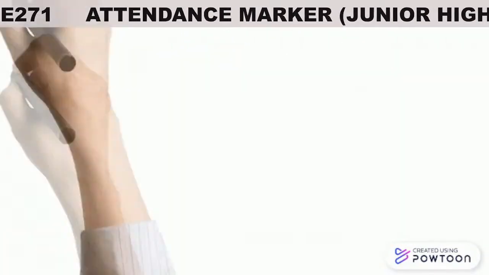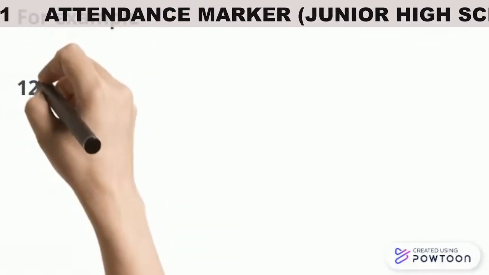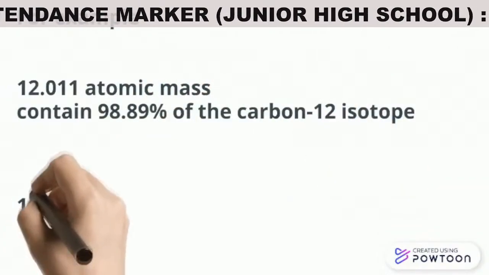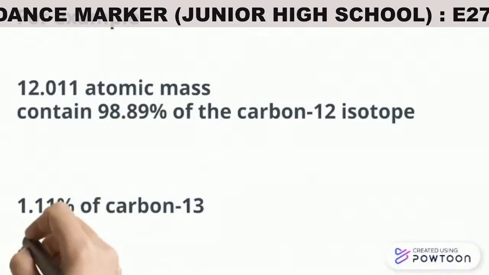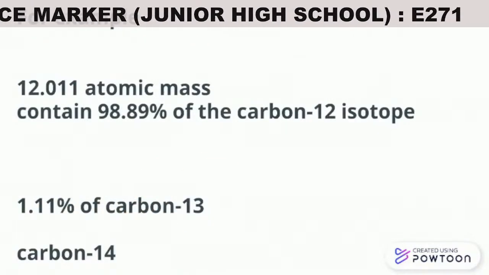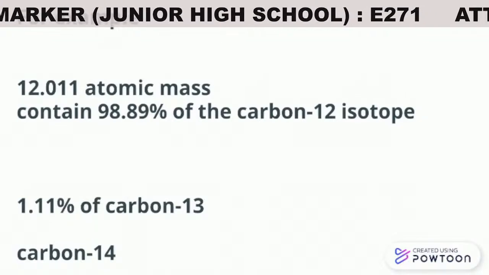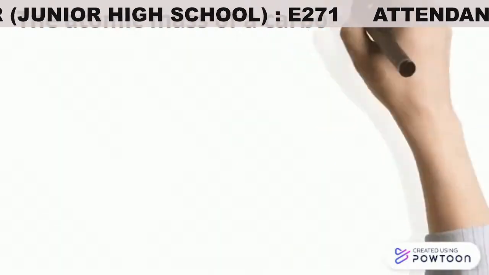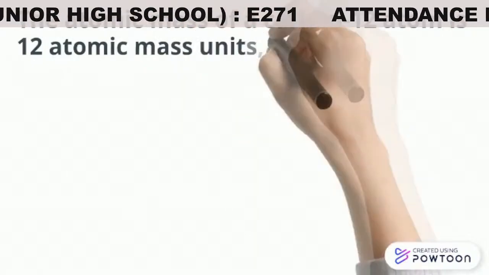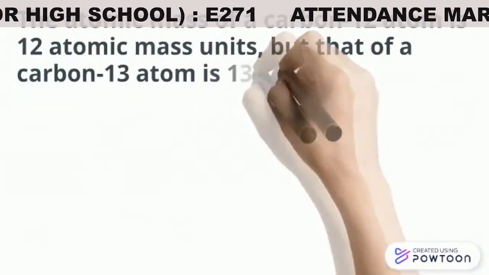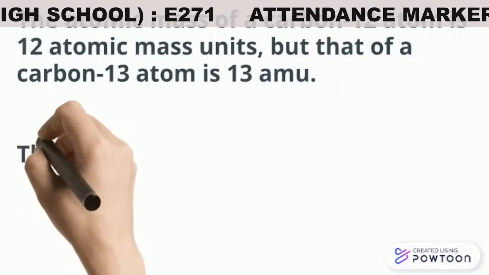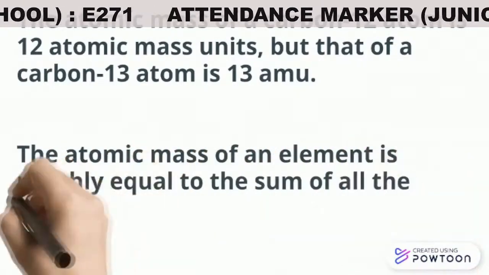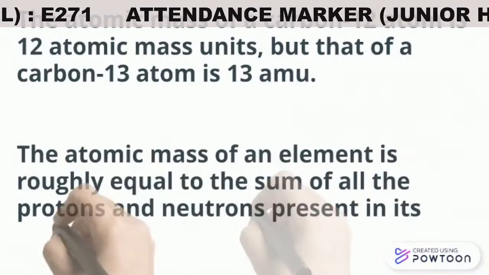For example, the atomic mass of carbon found in your periodic table of elements is 12.011 atomic mass units. Since carbon samples generally contain 98.89% of the carbon-12 isotope, 1.11% of carbon-13, and trace amounts of carbon-14. However, the atomic masses of these isotopes are different. The atomic mass of a carbon-12 atom is 12 atomic mass units, but that of a carbon-13 atom is 13 AMU. The atomic mass of an element is roughly equal to the sum of all the protons and neutrons present in its nucleus.